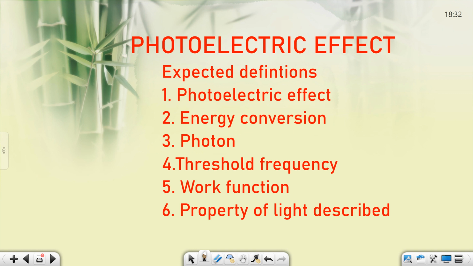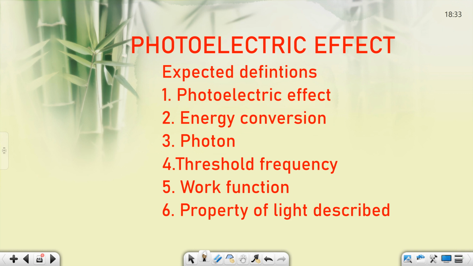This is not a common question. We are converting light energy to electrical energy because photo talks about light, electric talks about electrical. So it is light energy to electrical energy. It's a very important concept that you must know. Now the remaining are definitions.